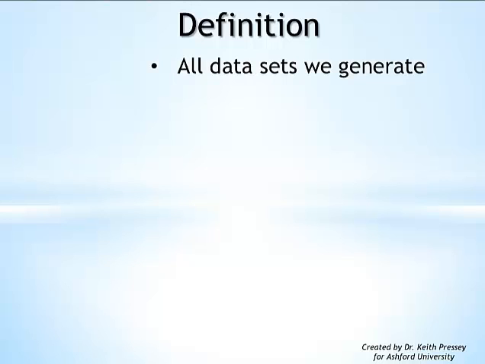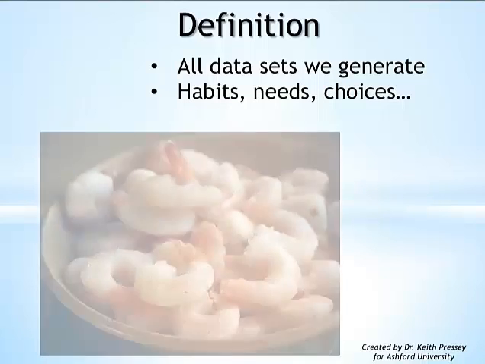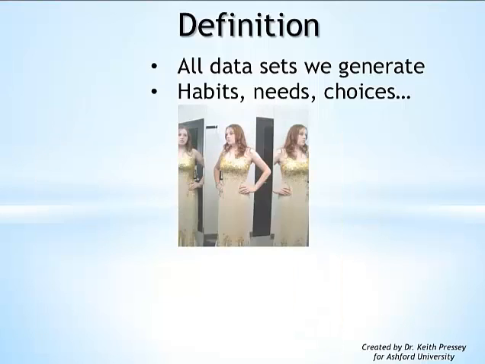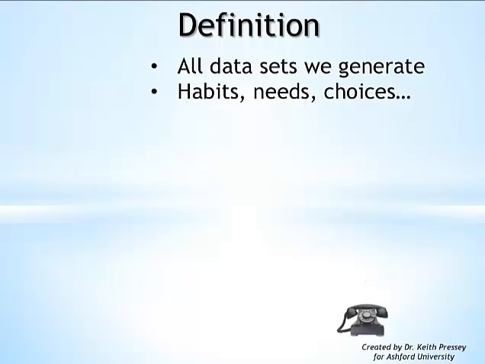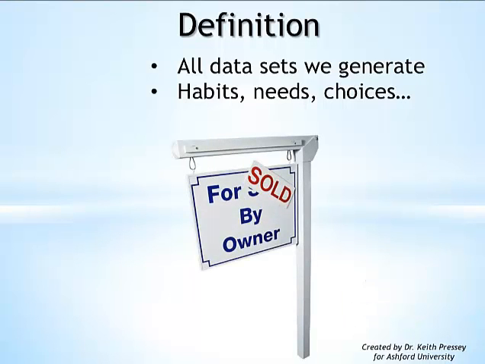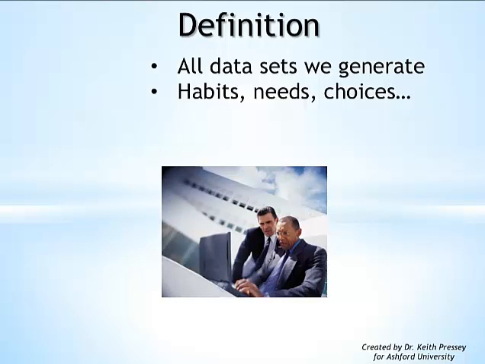These are all the data sets that we generate from our habits, our needs, and our choices. Things like the cars that we buy, the food that we eat, the clothes that we buy and wear, the decisions that we make for how to raise our children, medical bills, phone bills, real estate, the jobs that we take, that we move through in life. Those all generate lots and lots of data.